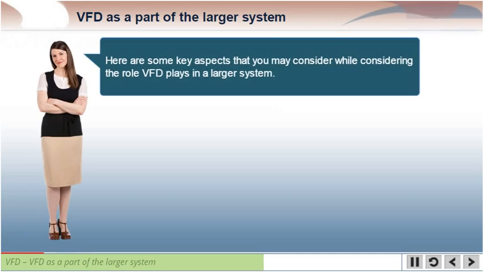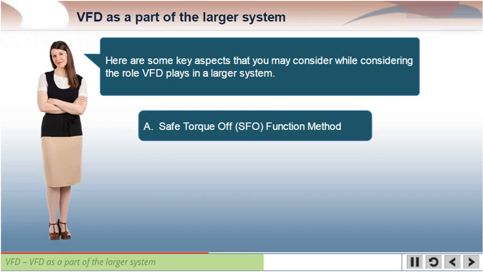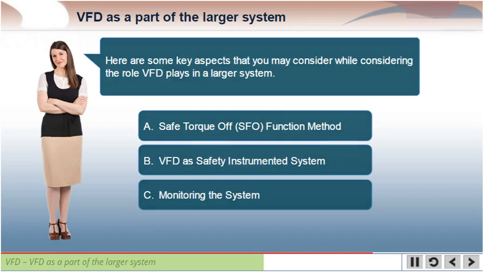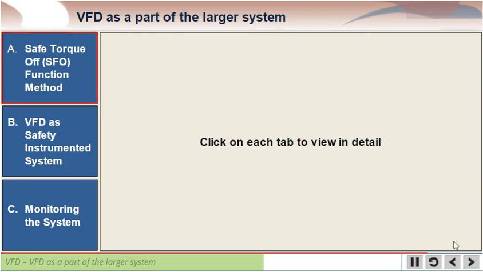Here are some key aspects that you may consider while considering the role VFD plays in a larger system. Safe torque-off function method. VFD as safety instrumented system and monitoring the system.